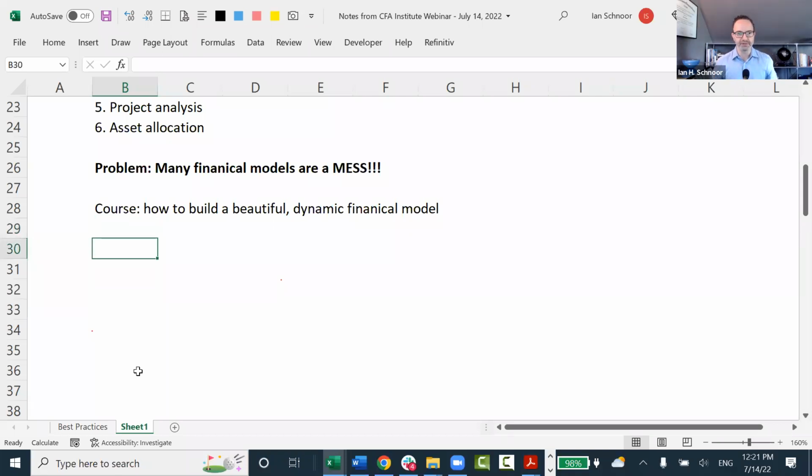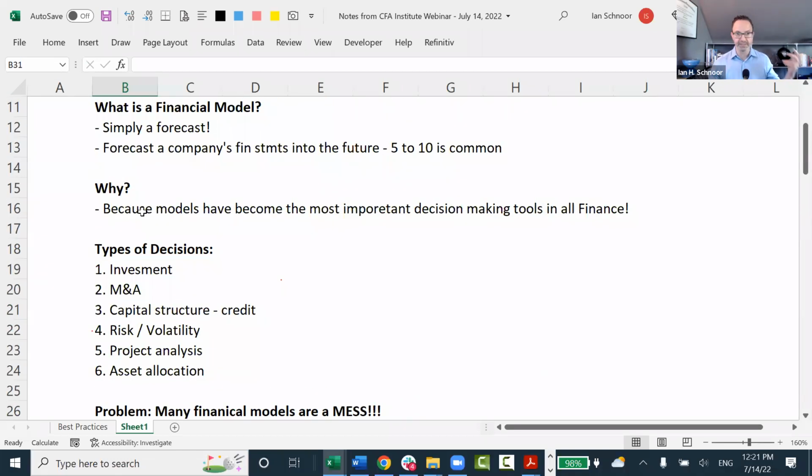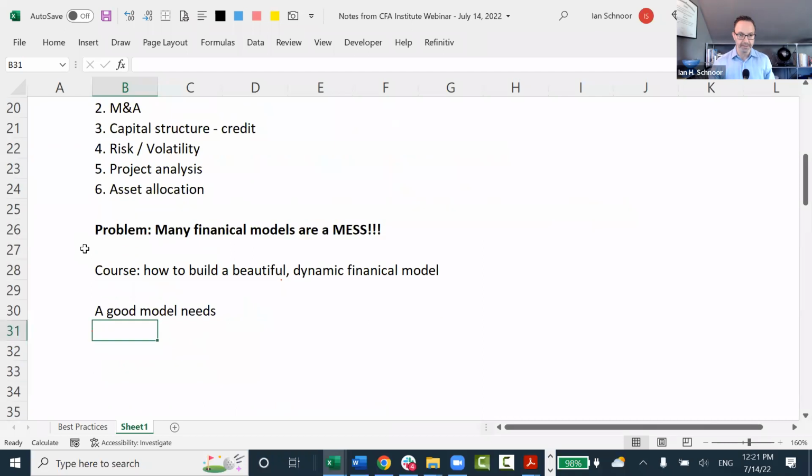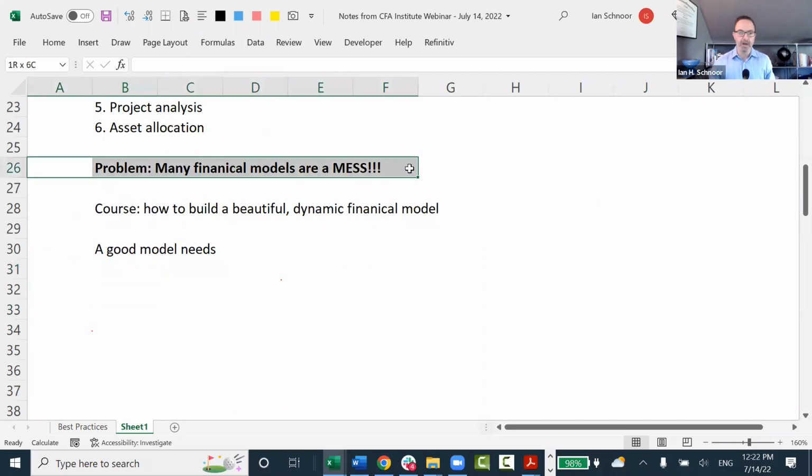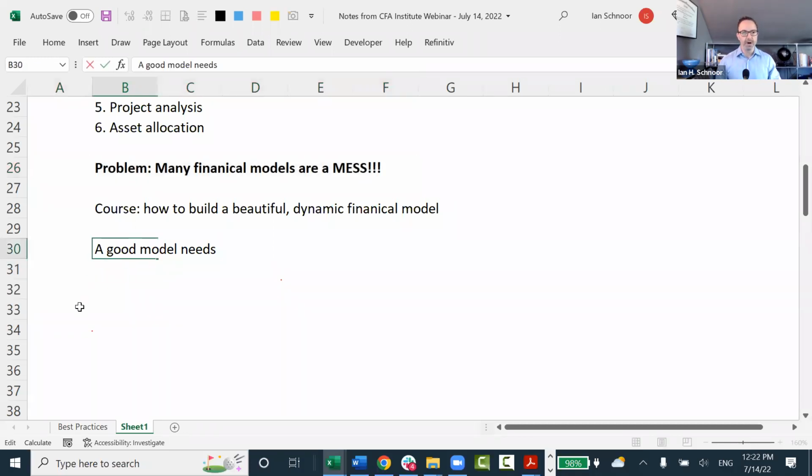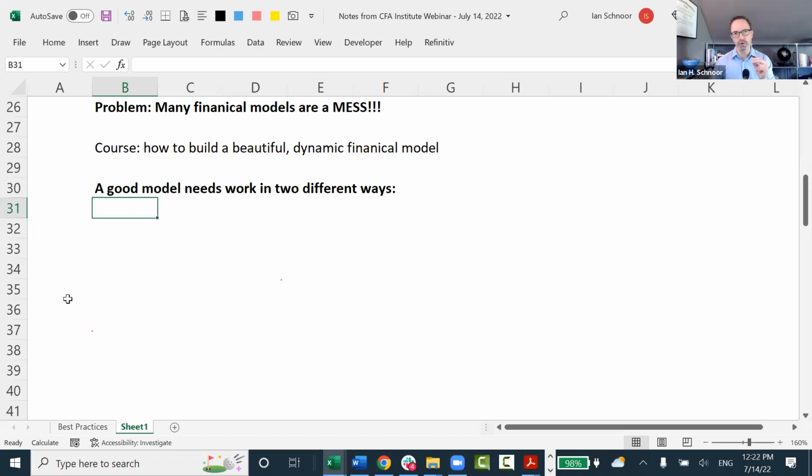One of the key takeaways from the course, one of the key things I want everyone who attends the course to think about, is this: what is a good financial model? So first of all, now you know what a model is. It's just a forecast of a company's financial statements. You know why we're building models. And now you know that I've told you that we've got a problem. The problem is that a lot of models really don't work very well and they're difficult to use. A good model needs to work in only two different ways. Every good financial model you ever build has to work in two different ways. And if it does, it's probably a good model. If it doesn't, it can be improved.